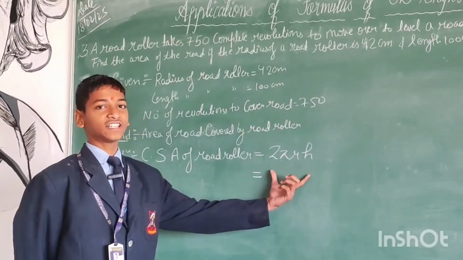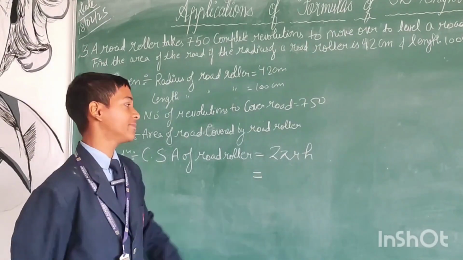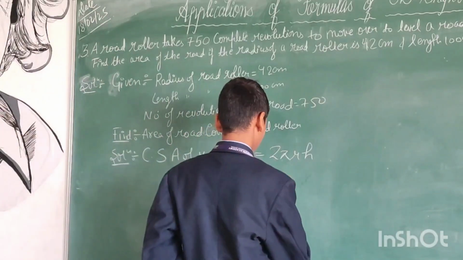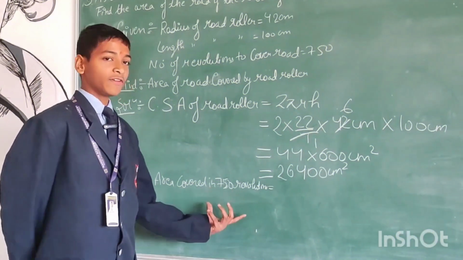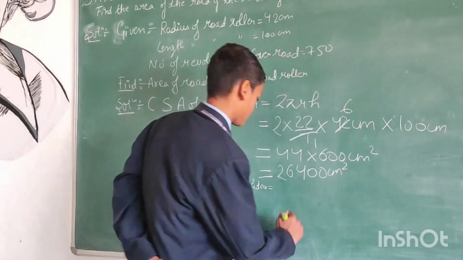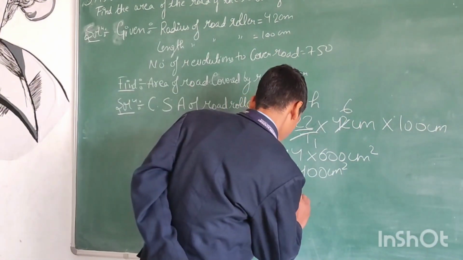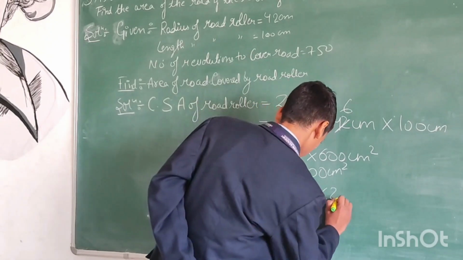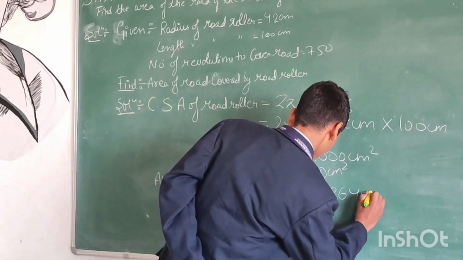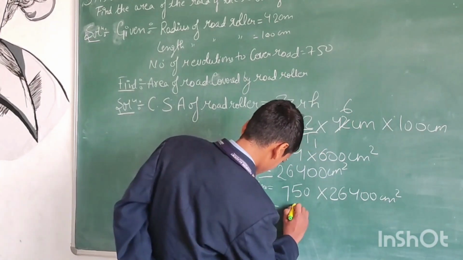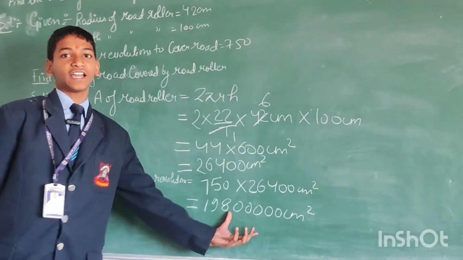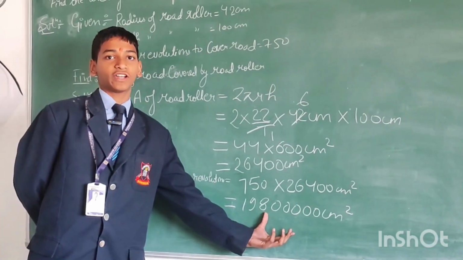This is the CSA of cylinder. Now we will put the values. So this is the area of 1 revolution. We will find the area of 750 revolutions. So this is the area of the road covered by road roller in 750 revolutions.